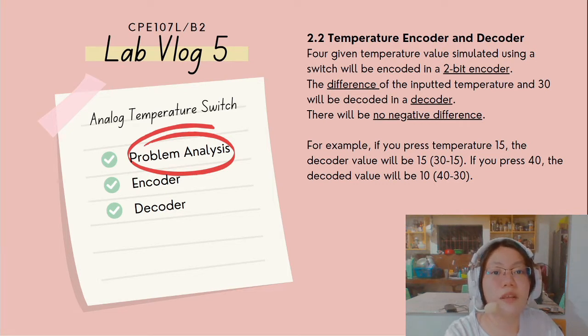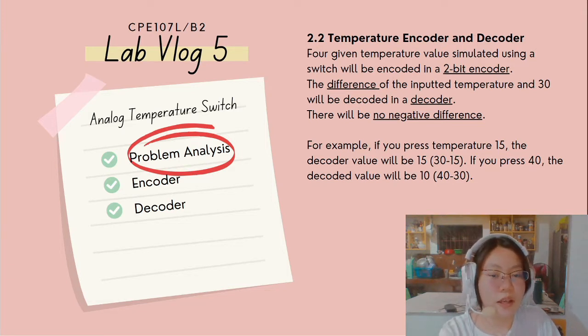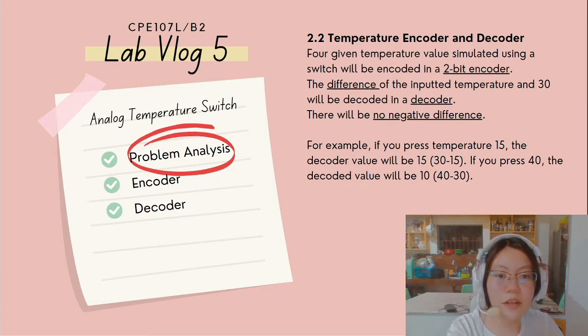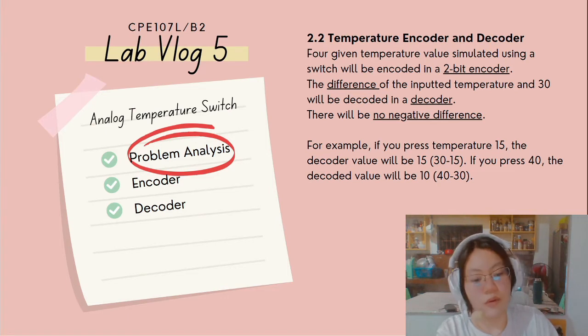There are 4 given temperature values, and we are required to convert them into binary, because it is stated here that it is a 2-bit encoder. As for the decoder, the output should be the difference of the inputted temperature and 30, but we will just get the absolute value because the problem states that there will be no negative difference. As an example, if I press temperature 15, the decoder value will be 15, because 30 minus 15 is 15, and so on and so forth.